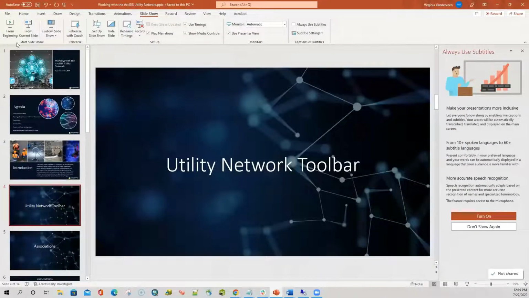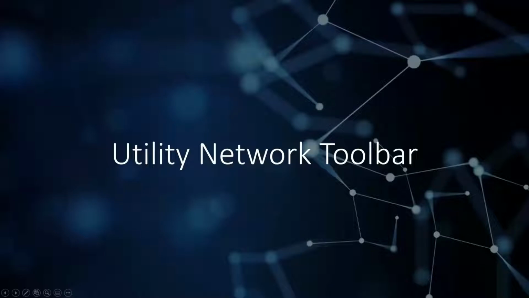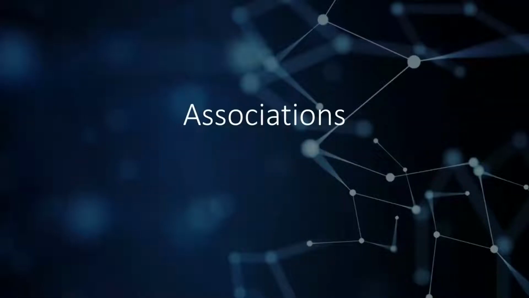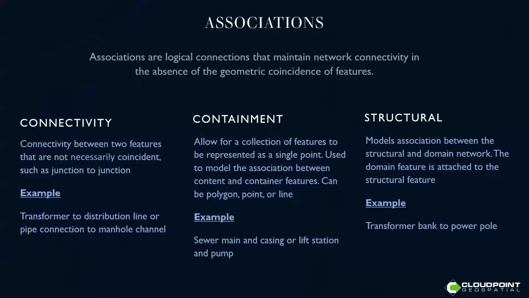So we will go ahead and minimize that. So now let's just take a look at associations. Basically, associations are logical connections that maintain the network connectivity in the absence of them actually being physically connected, or geometric coincidence of features. So we have three different types of associations: connectivity, containment, and structural. We touched a little bit on these two.